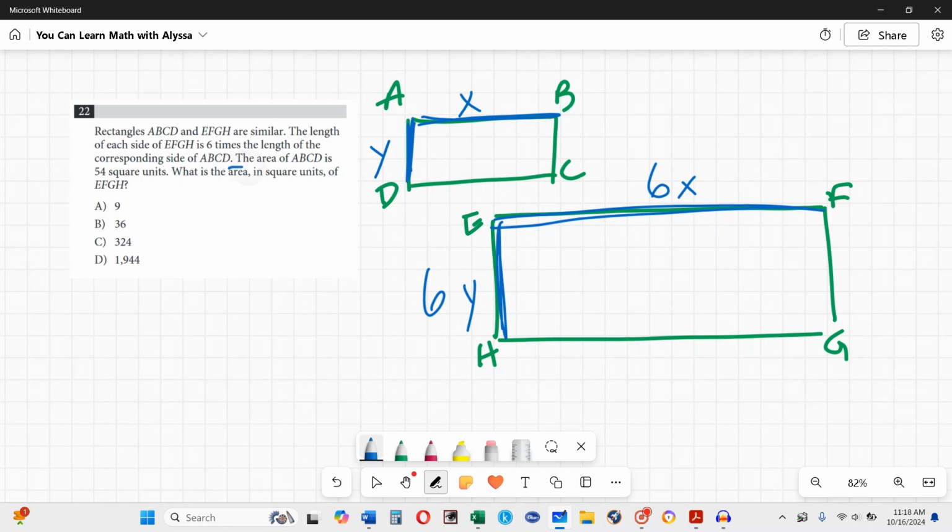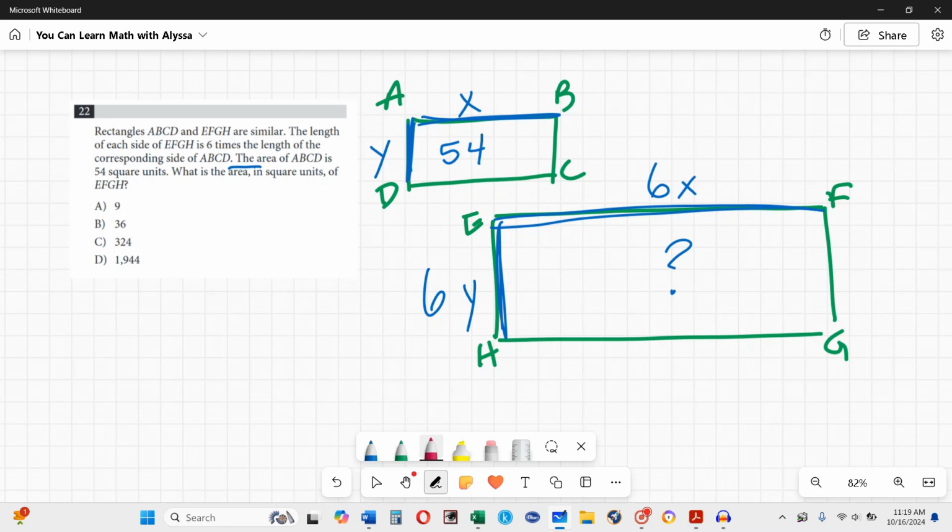Right, next part of our problem says the area of ABCD is 54 square units. What is the area in square units of EFGH? Okay, is there any way to know the length up here of AB and AD, what that X and Y is? Is there any way of knowing? No, there is not. One side could be 54, the other could be 1, could be 9, could be 6. Could be 18 times 3. We just don't know. There's no way of knowing.